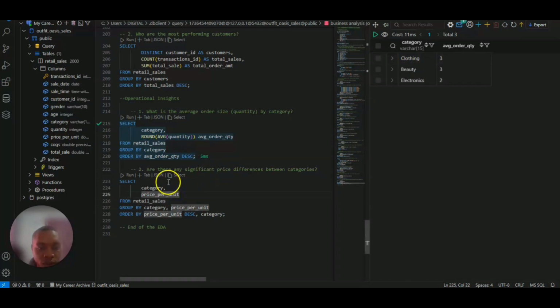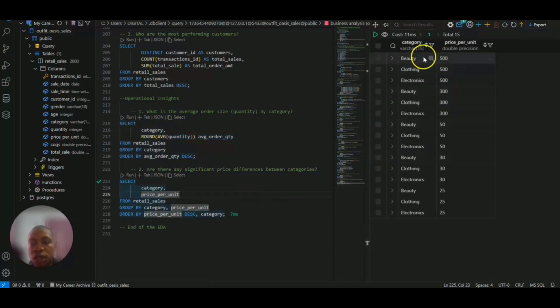The last one is, are there any significant price differences between categories? If you see here, this is a grouping of the unit prices for each category. When the unit price is 500, each category had the same pricing. When the unit price is 300, each category had the same pricing. And when the price was $50, you see that each category had the same pricing, and so on. So this indicates that there is no significant difference in pricing across categories.